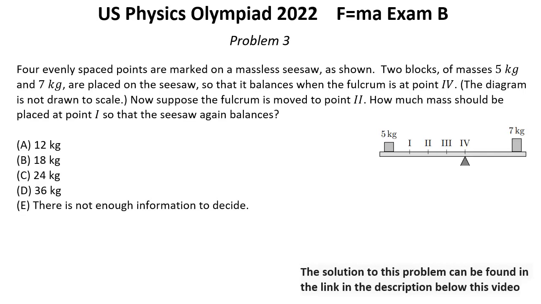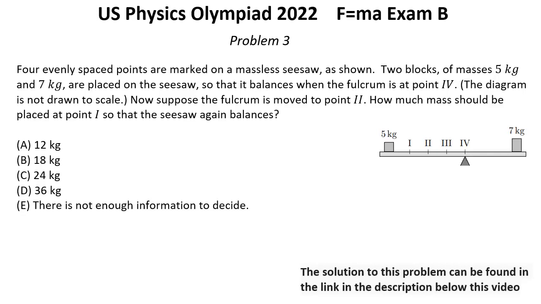Solution for problem number 3. If the seesaw was initially balanced, its center of mass must have been directly over the fulcrum. Therefore, the total weight force of 120 newtons can be regarded as acting at point 4.